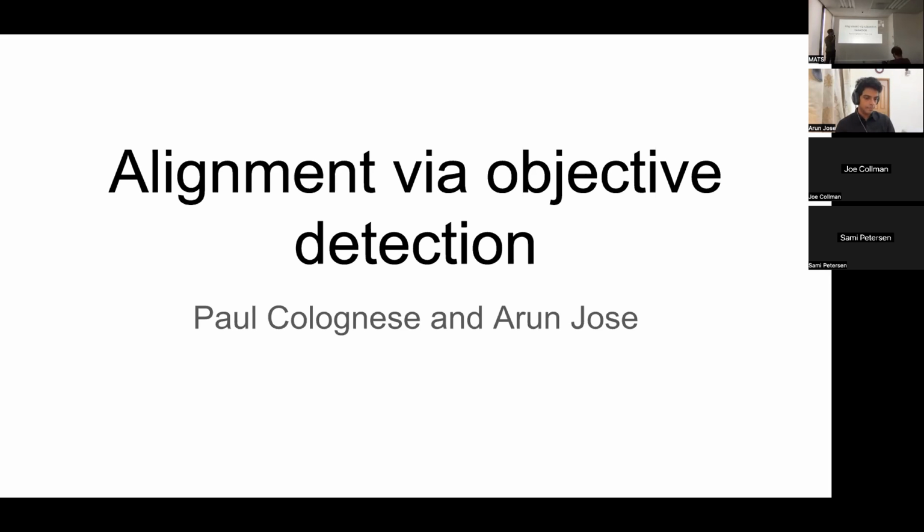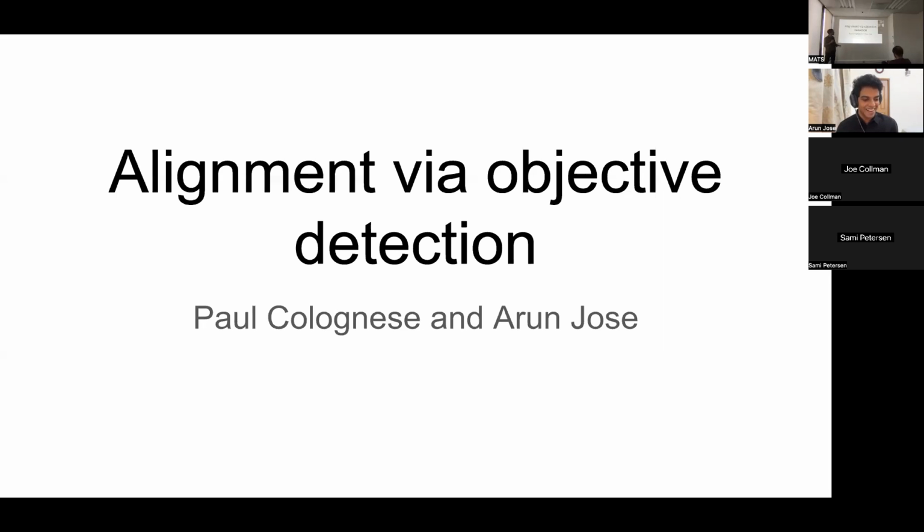So this is our presentation, alignment via objective detection. My name is Paul. I'm an independent researcher, and prior to that, I did Maths 2.0 with Evan. Okay, cool. I'm Arun, and I'm also an independent alignment researcher. I met Paul when I did the Maths 2.0 training program, also with Evan. I'm also technically a Maths 4.0 scholar, so all of you should know my name if you don't.